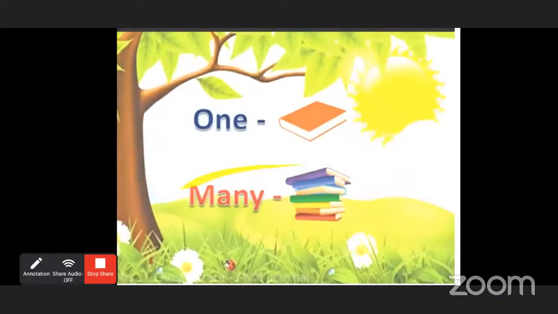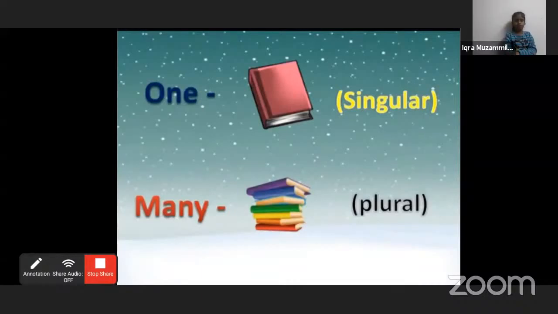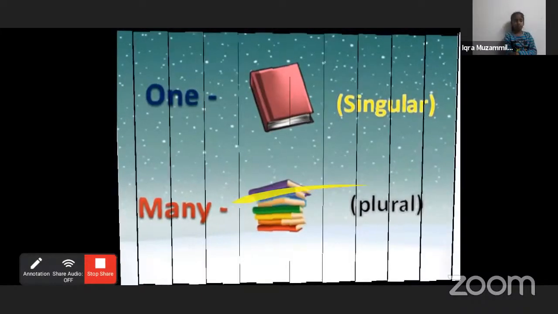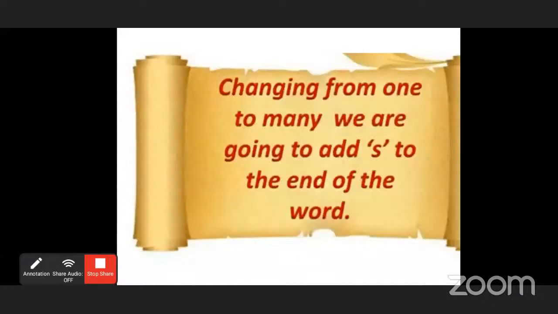So students, in English grammar, we use singular for one object. When we talk about one object, we use singular, and when we talk about many, plural. Singular means a single object and plural means many objects. Okay. Changing from one to many, we add s to the end of the word.